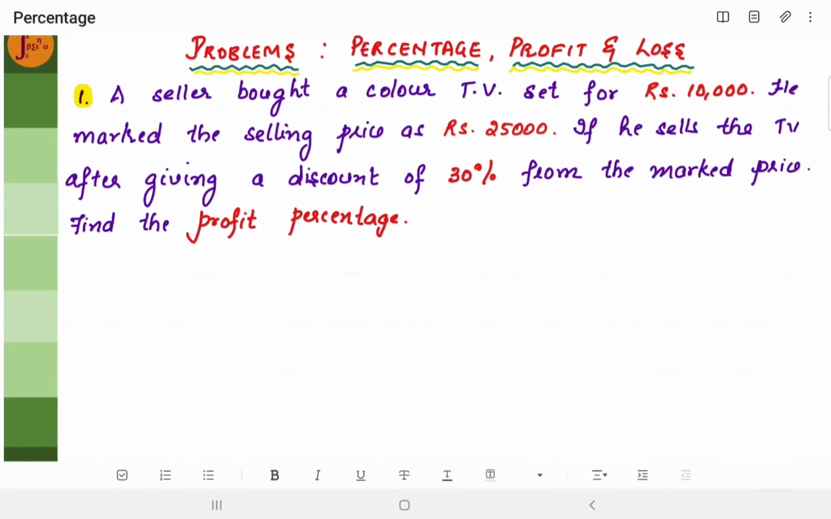For sure, there is profit. First of all, he is trying to sell a 10,000 rupees TV for 25,000 rupees. So, there is surely a profit of 15,000 rupees here. But what happens here is, he again gives a discount of 30% on this particular 25,000. And now we need to find the profit percentage.